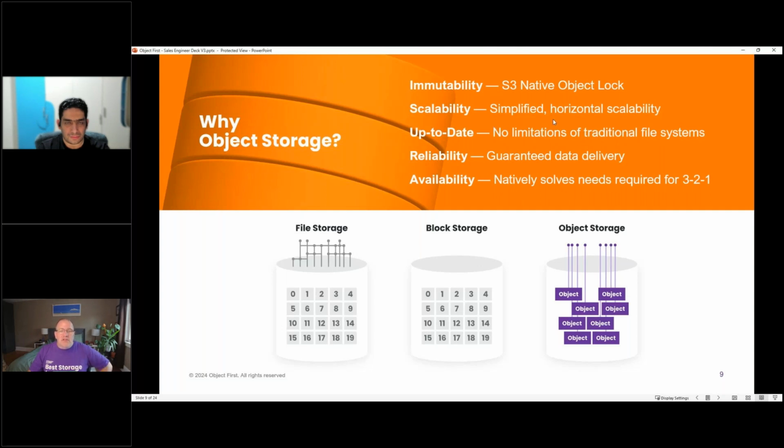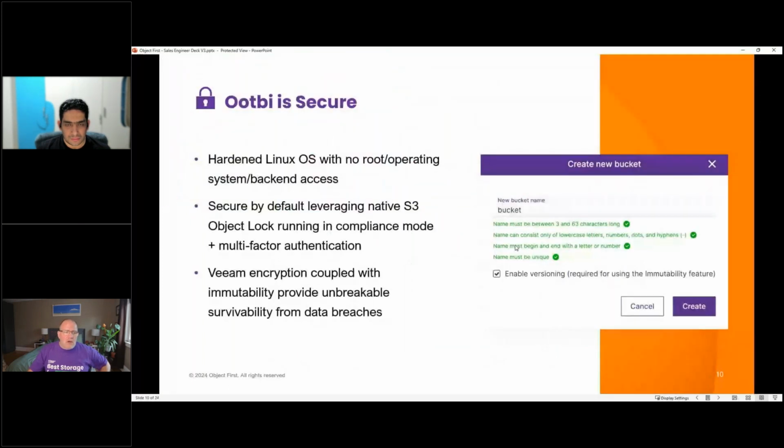Scalability, simplified. It's got horizontal scalability, up to date, no limitations of traditional file systems. With traditional file systems, you run into all sorts of limitations. Object storage does not have that. Guaranteed data delivery, and it natively solves the needs for 3-2-1. Quick recap right there: you have your file storage, block storage, and that was object storage.